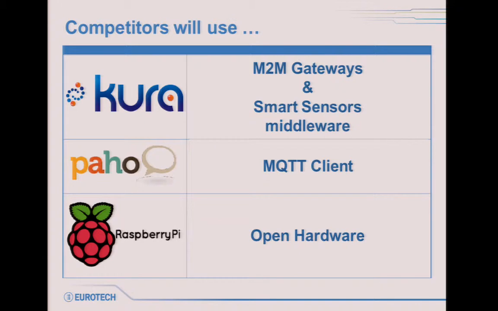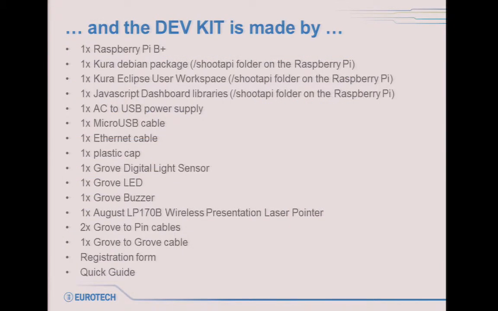They mainly use Kura with Paho, of course, as MQTT client, and on a Raspberry Pi. We have provided them with a development kit. The dev kit includes the board, the cables, the sensors, a buzzer, a light sensor, and a laser pointer, and a quick guide, and of course the Kura Debian package and the workspace.